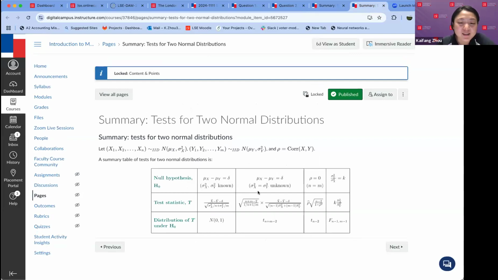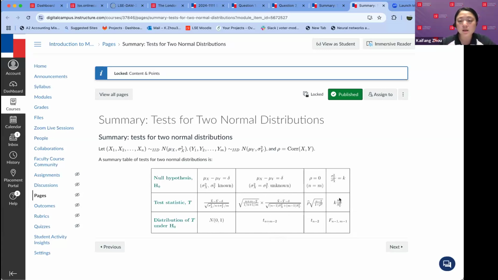So this table you need to memorize, and then there's another table, which is the test for two normal distributions. In this case, we would like to carry out the hypothesis test for the difference of the mean. So you have two groups, and you would like to see whether there's a difference between the means of these two groups. We're going to separate into two cases. One case is that the population variance is known, and another case is that the population variance is unknown. For the known case, we're going to use the normal distribution, and if the population variance is unknown, we're going to use the student t distribution.